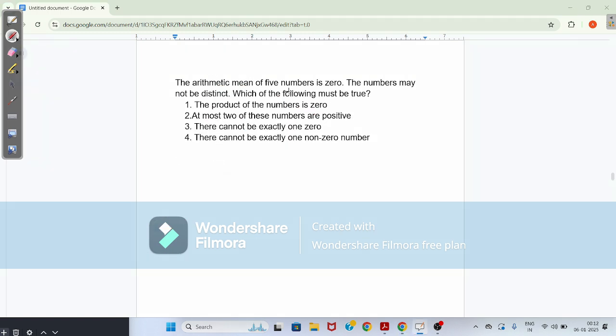Now here, the arithmetic mean of 5 numbers means the sum of observations divided by the number of observations. This is the formula used for arithmetic mean. The numbers may not be distinct, distinct meaning the numbers are not the same. Which of the following must be true here?